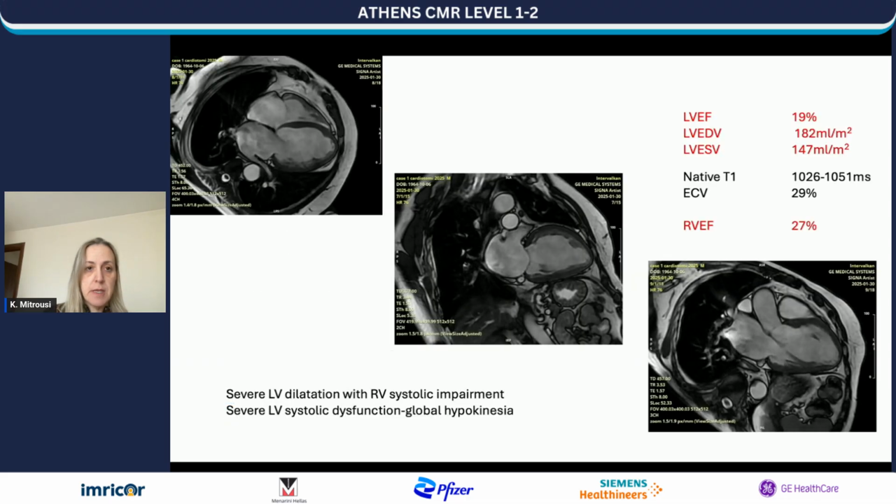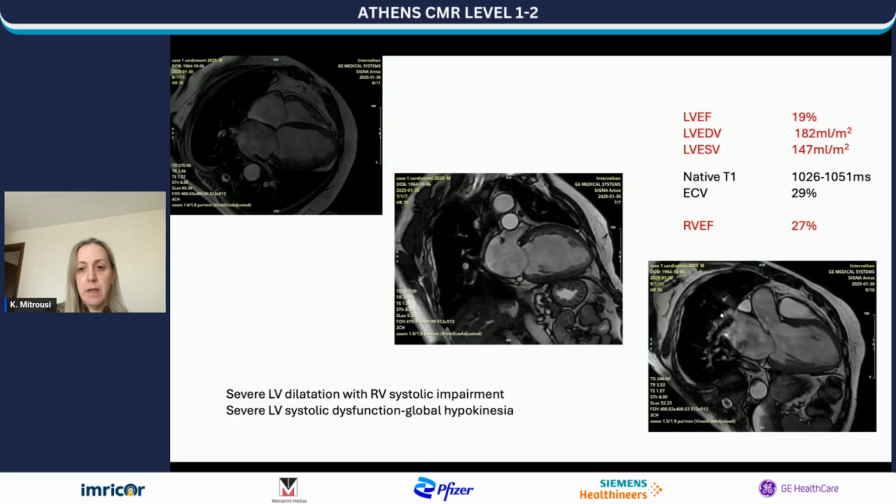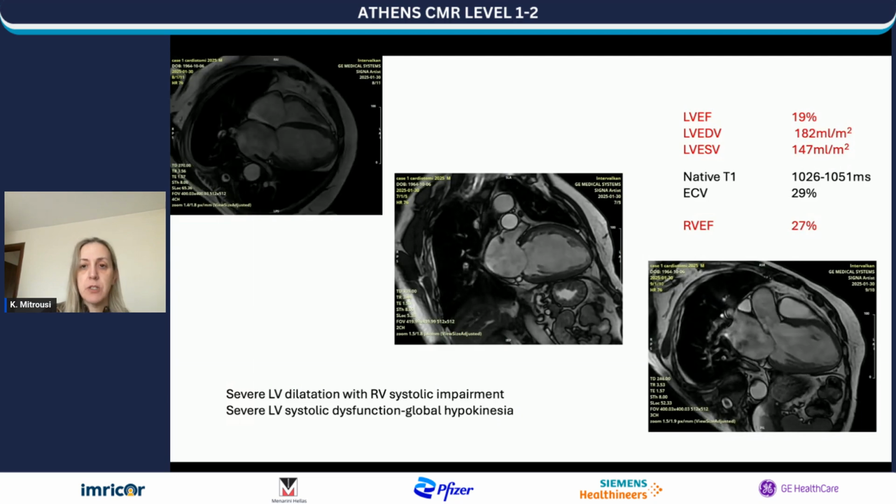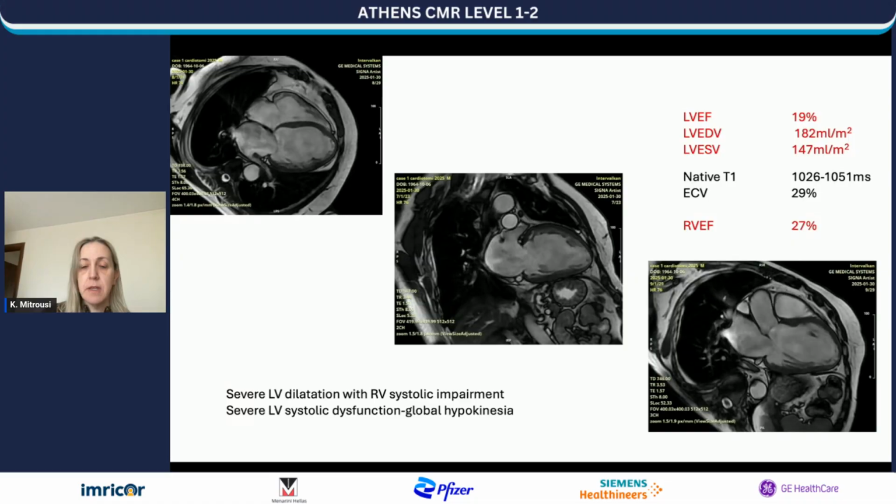As you can see from the cine images, the 4-chamber cine on the left-hand side, 2-chamber cine in the middle, and the right chamber cine images on the right-hand side, we have severe LV dilatation with RV systolic impairment, with an LV ejection fraction of 19% and LV end diastolic volume of 182.